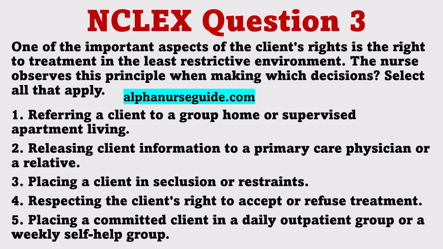The correct answers are 1, 3, and 5. Group homes, apartment programs, seclusion, restraints, day treatment programs, and self-help groups all involve degrees of restriction and supervision. Releasing information about the client is governed by legislation and rules of confidentiality. Accepting or refusing treatment is governed by laws related to informed consent.